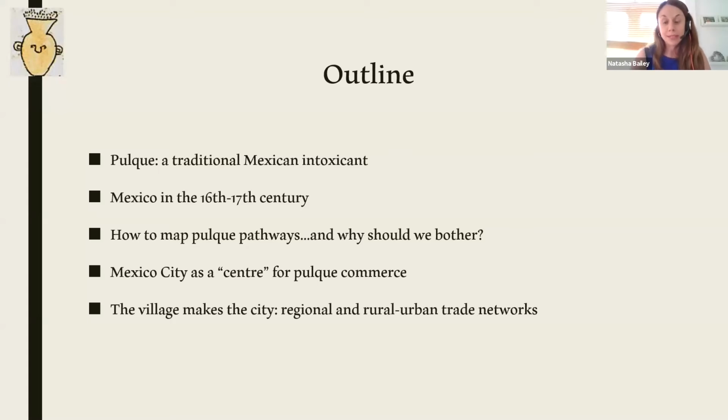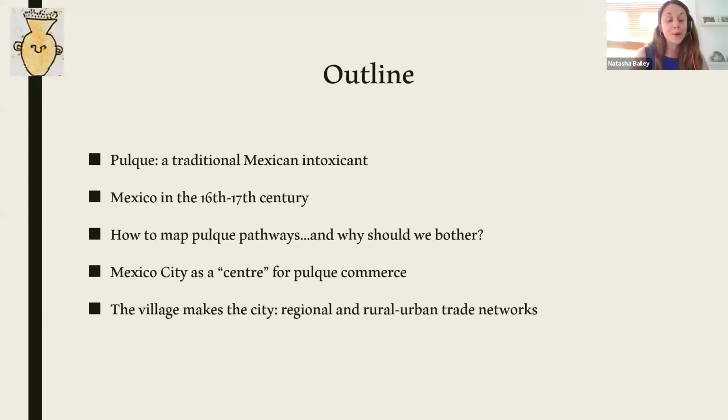First of all, I am going to start with explaining what pulque is. And then we're going to have a really, really brief crash course of what the colonial context is for the aspects that I'm going to be talking about. This will be a really brief introduction to Mexico in the 16th and 17th century. I'll move on to talk about mapping trade pathways, the geographical spread of the pulque trade, and why we should care about this as historians of intoxicants, or for me, historians of colonial regimes.